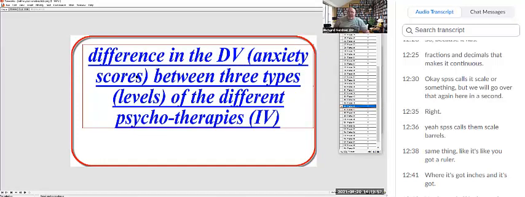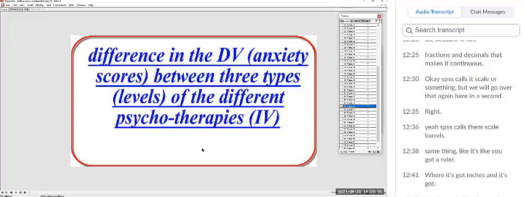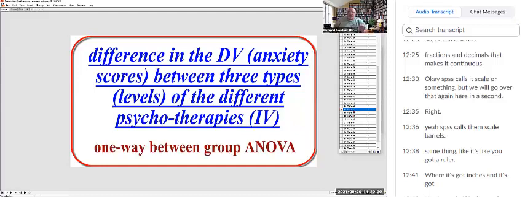Here's an example. You're trying to see if there's a significant difference in anxiety scores between three different types of psychotherapies, CBT, ABD, and biofeedback, something like that. The trigger word is different. You hear that word difference coming out of your mouth? It's either going to be a t-test or one of the ANOVAs. And this one would be a one-way between group ANOVA.